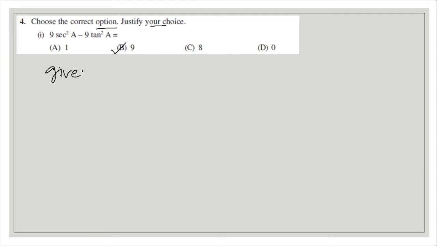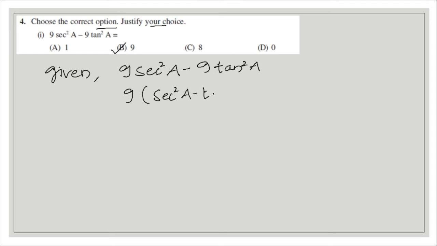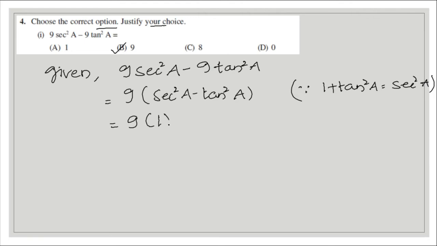They have given 9 times secant square A minus 9 times tan square A. If I take 9 as common, I'll get secant square A minus tan square A. We know that 1 plus tan square A is secant square A. If you transpose tan square A to the right hand side, I'll be getting secant square A minus tan square A. So this becomes 9 times 1, which will be equal to 9. Therefore, the correct option is option B.